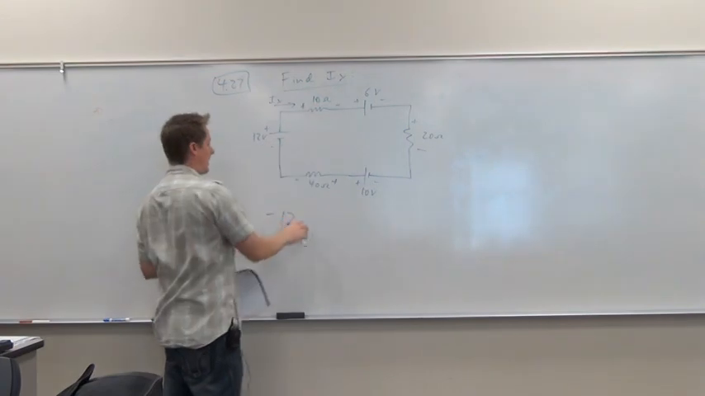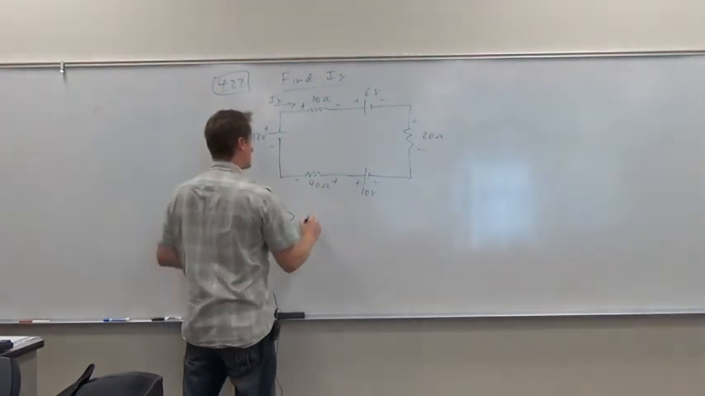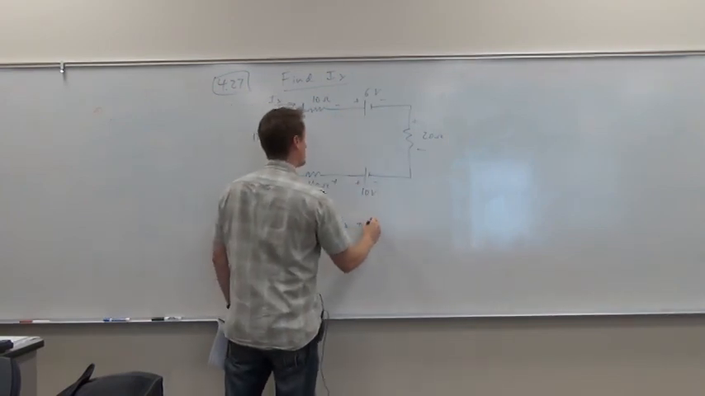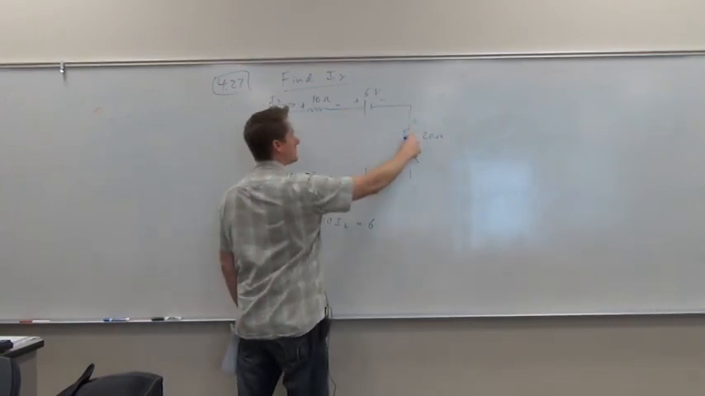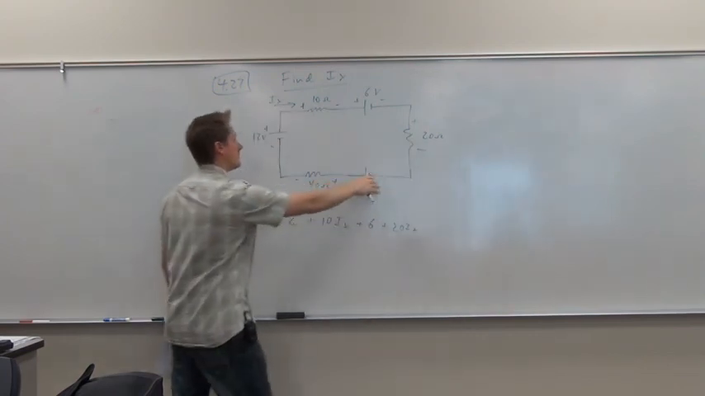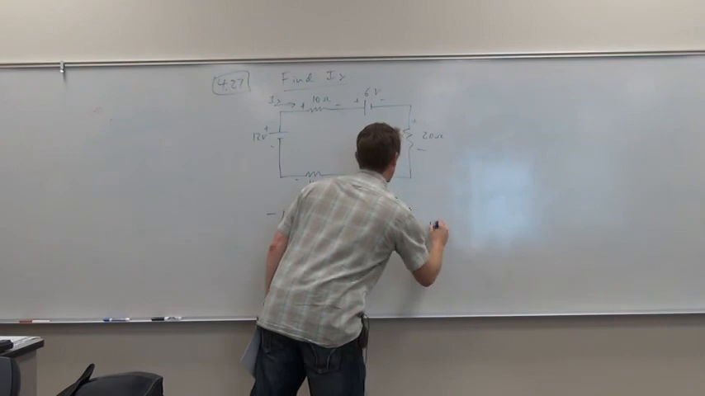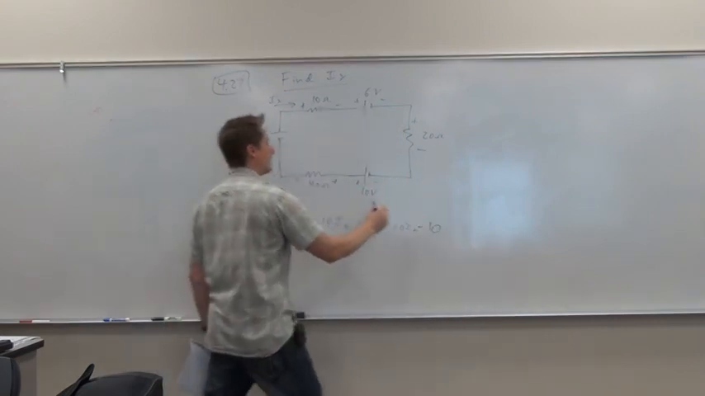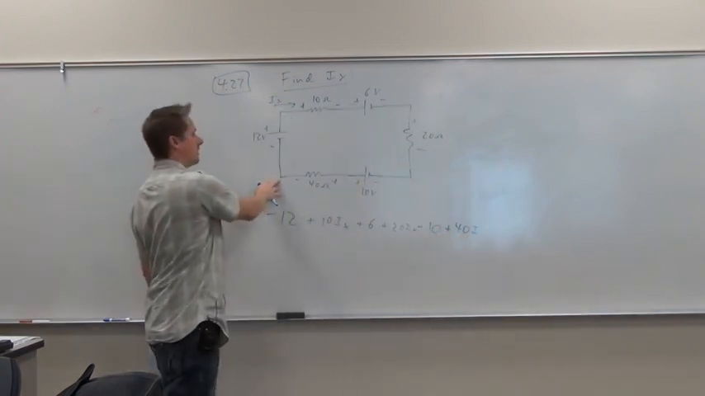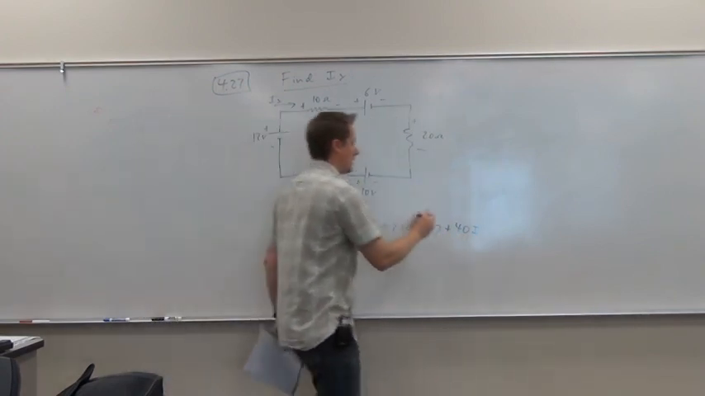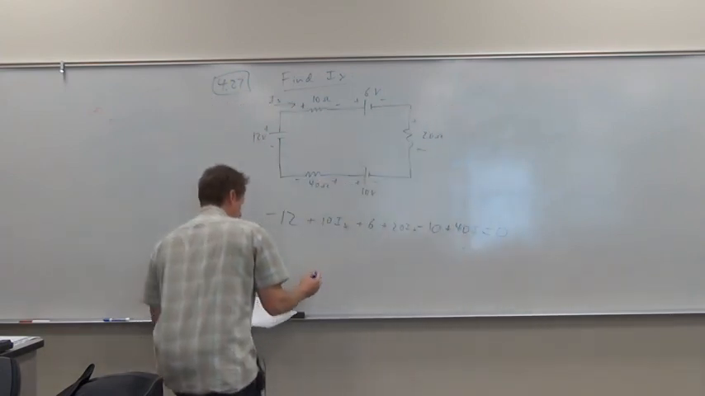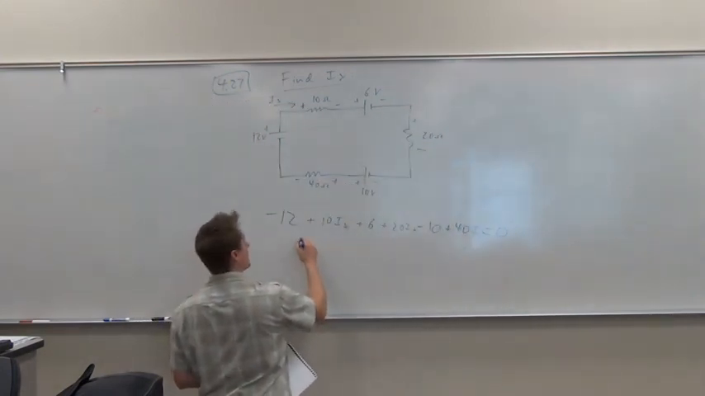Now I have the minus 12 plus 10 Ix, plus 6 as I go through this one, plus 20 Ix, minus 10, plus 40 Ix. I get back to the same point that I started. I set it equal to 0. I group all the terms over, and I wind up with Ix.